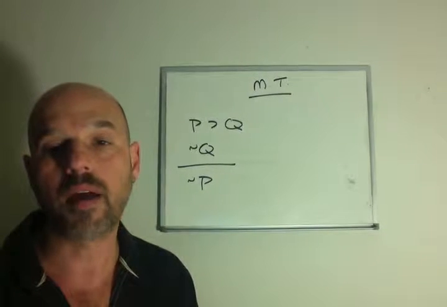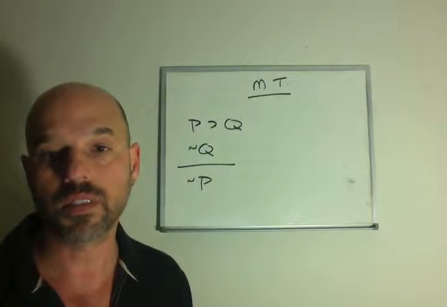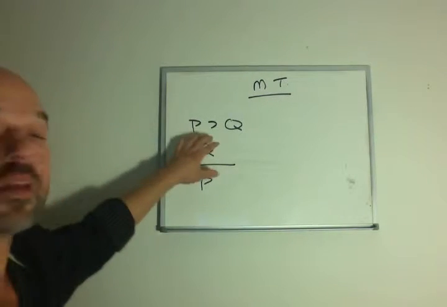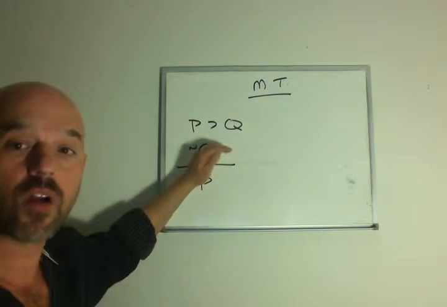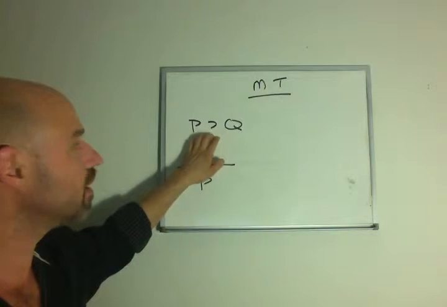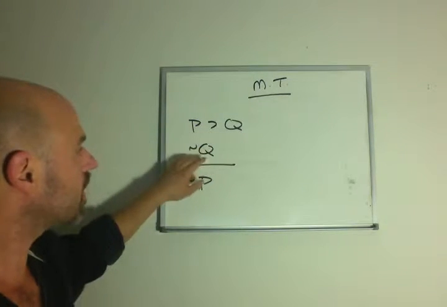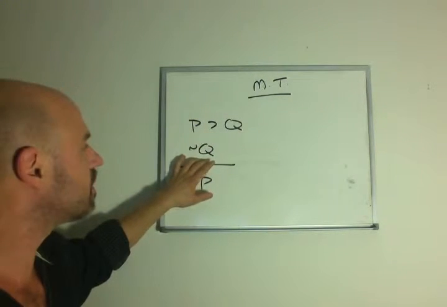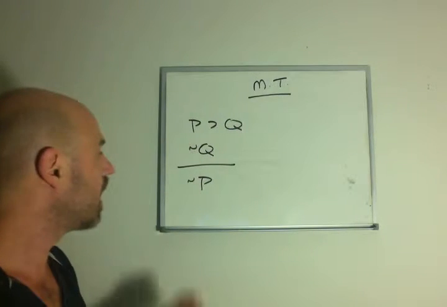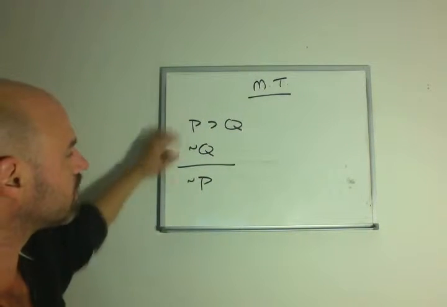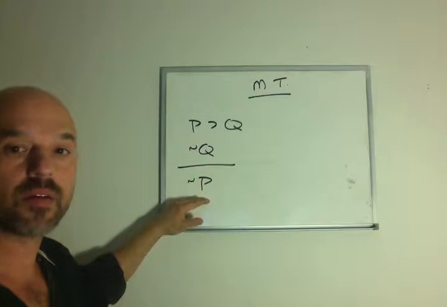Our second valid pattern is called modus tollens. It looks a little bit like our first pattern. It starts with the same premise: if P, then Q. But our second premise is different. Our second premise here is not Q. And what we can conclude from these two things is not P.